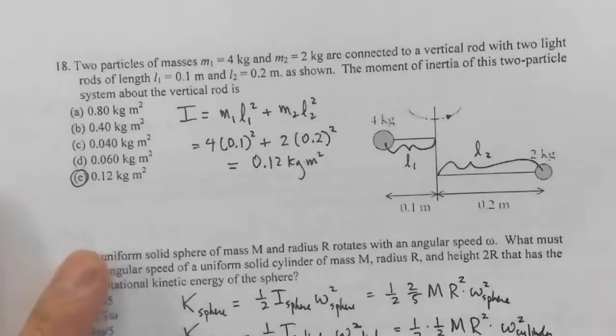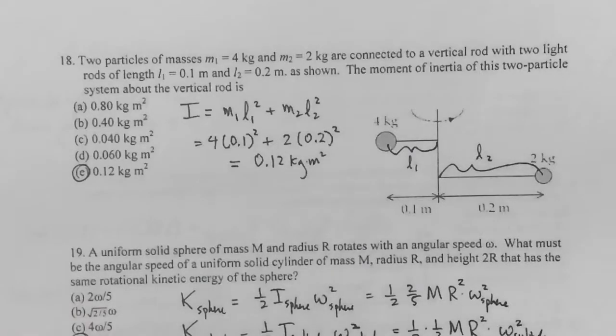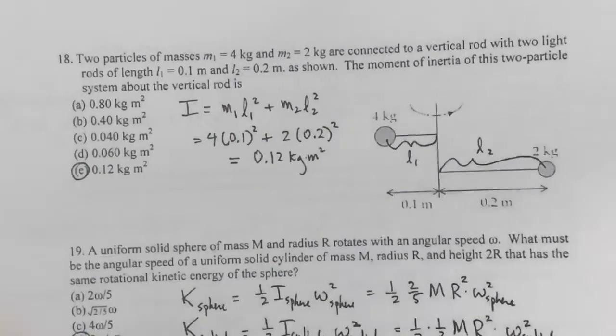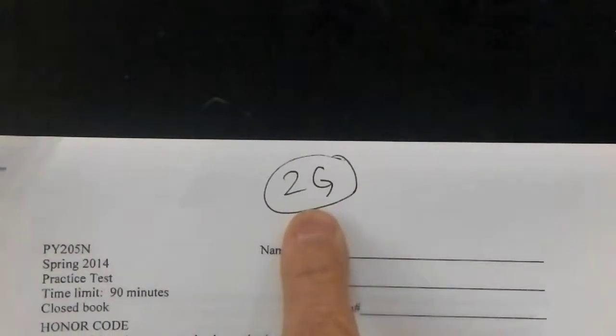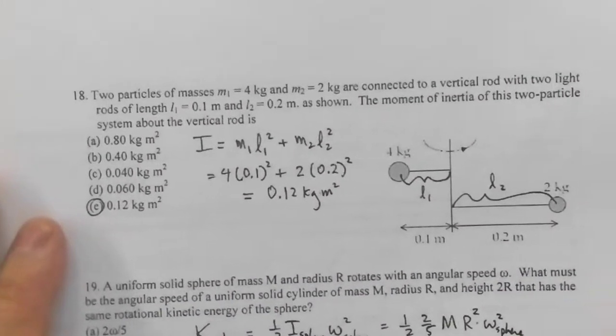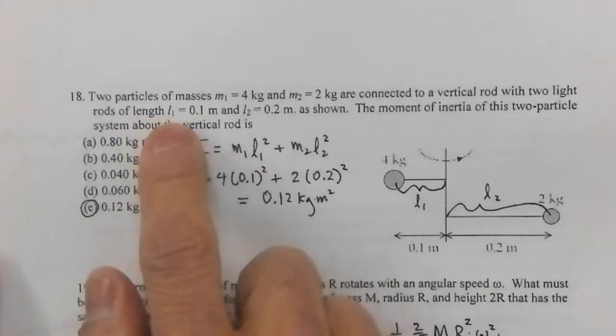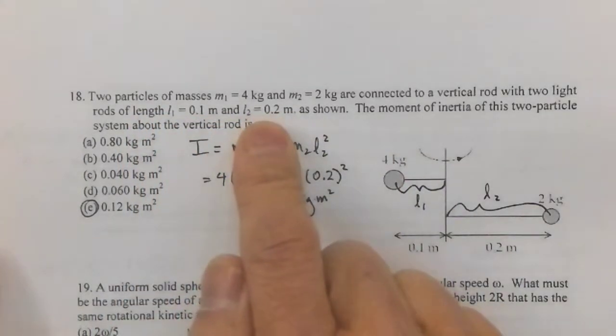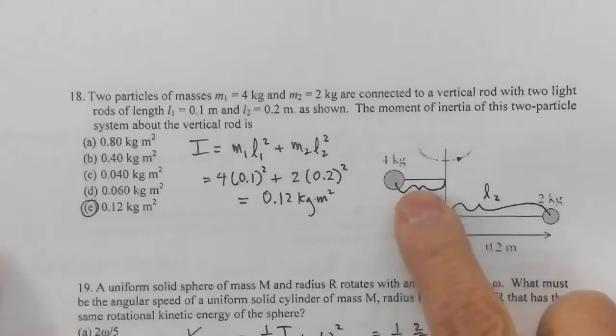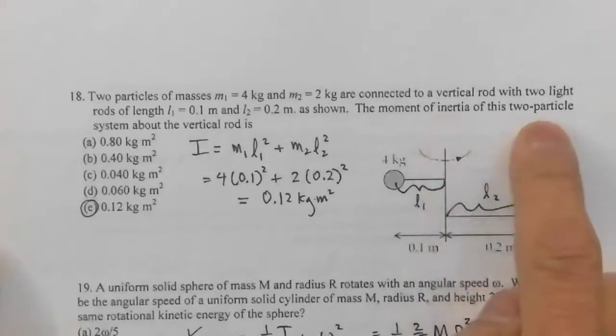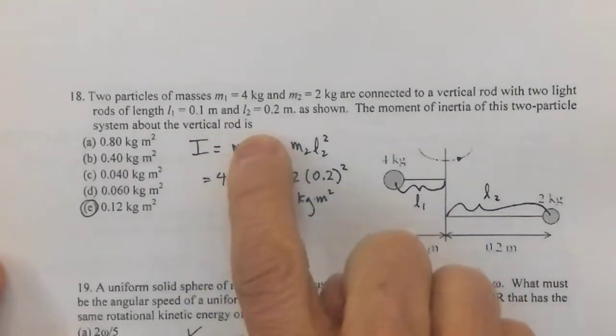Okay. Here's a straightforward moment of inertia problem. We have two particles of masses M1 equal to 4 kilograms, and M2 equal to 2 kilograms. By the way, this is practice problems 2G that I'm working from here. They are connected by a vertical rod with two light rods here of length L1 equals 0.1 and L2 equals 0.2. Okay, L1 is 0.1, L2 is 0.2. The moment of inertia of this two-particle system about the vertical rod is what?